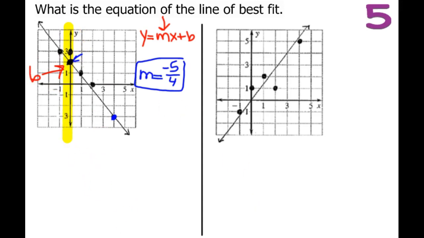If that point wasn't on the y-axis, we would have to use our point slope form and solve for y. But since it is, that's the point at 2. So b is 2. So my equation in the form y equals mx plus b is y equals -5/4 x plus b, which is 2.